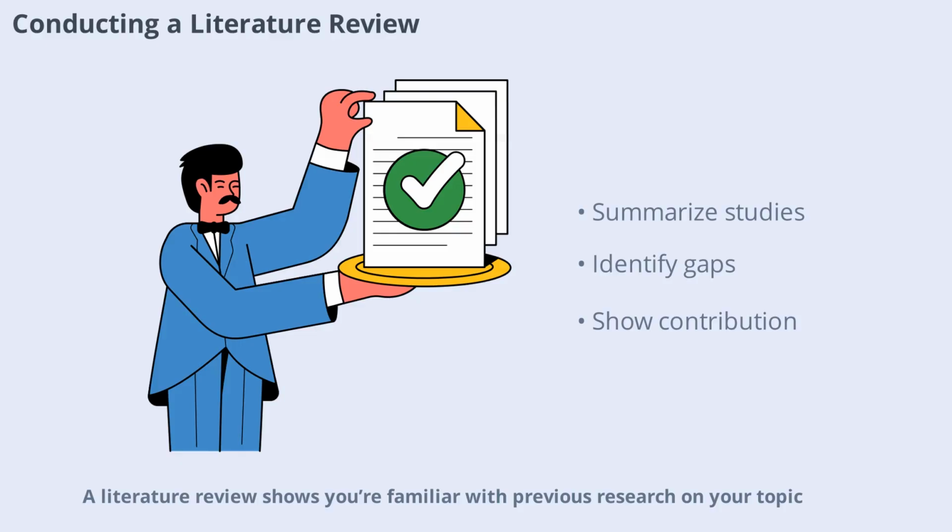The literature review shows you're familiar with previous research on your topic. Summarize key studies, highlight gaps, and explain how your project will contribute new knowledge. This section demonstrates your understanding of the field and helps justify your research. Be selective, focus on the most relevant and recent sources. Up next, we'll look at how to formulate clear research questions or hypotheses.